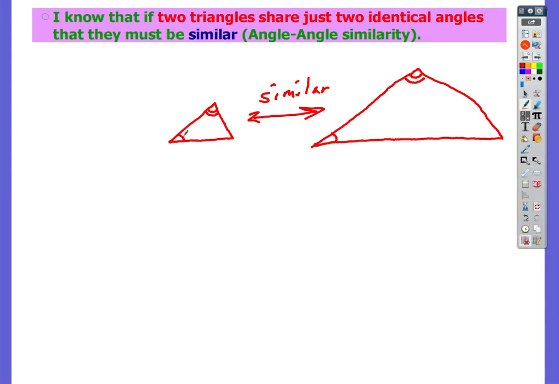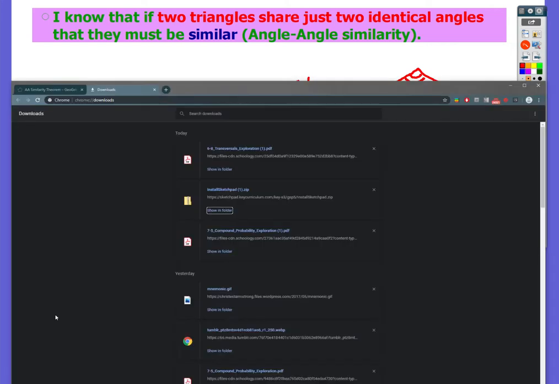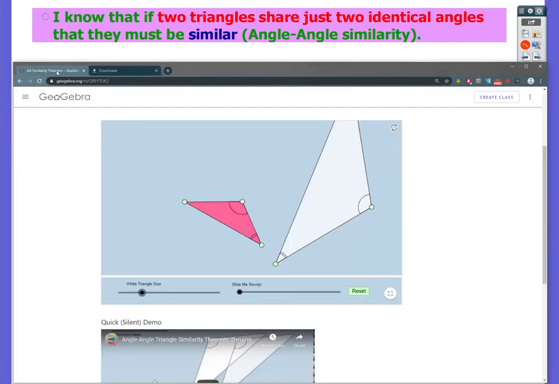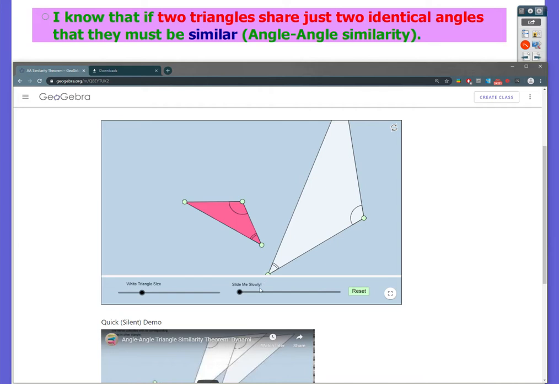So again, if I have two angles here that are the same, I know that these two triangles are similar, that they're just a scaling of each other. So we're going to take a quick look at this with another program. I'm going to take a look at two triangles that are similar to each other. This is another simulation model of it, where I can take this white triangle, rotate it, translate it, and also dilate it. I can scale it up and down.